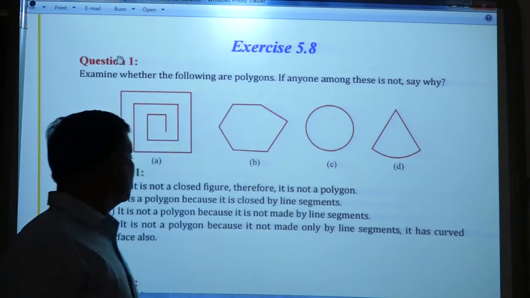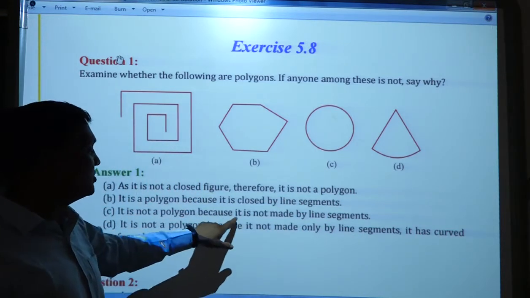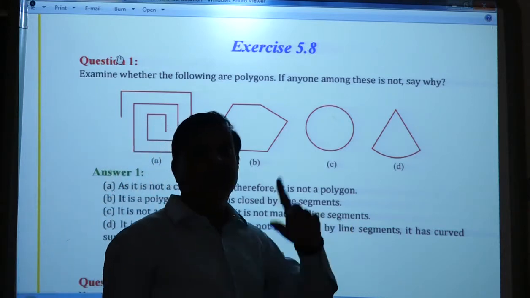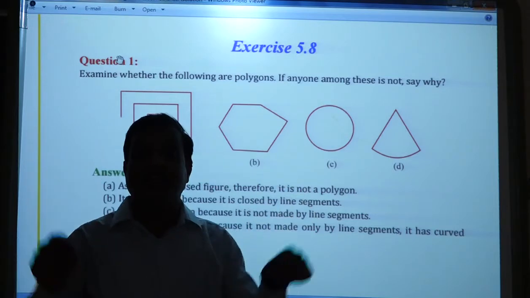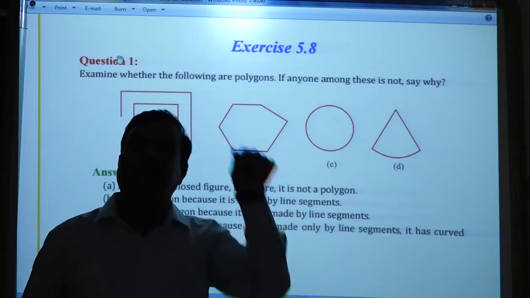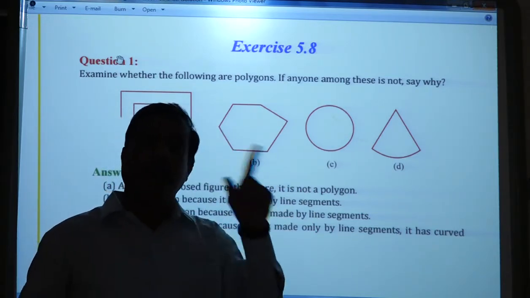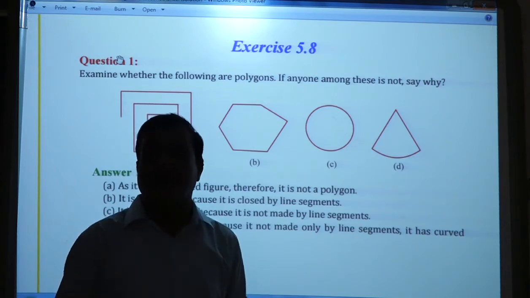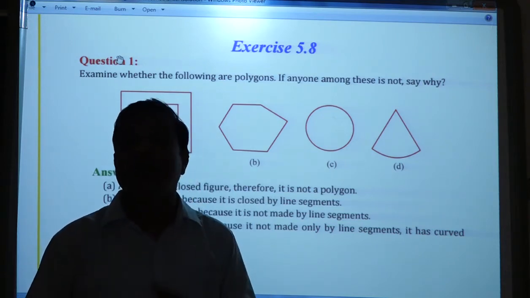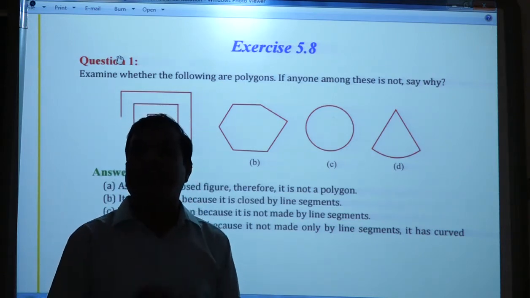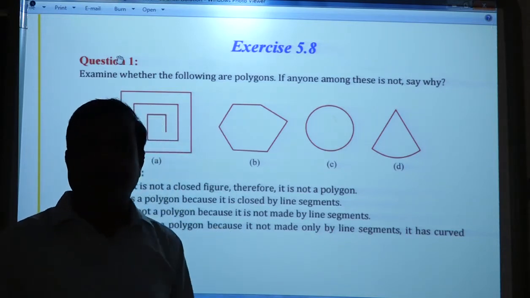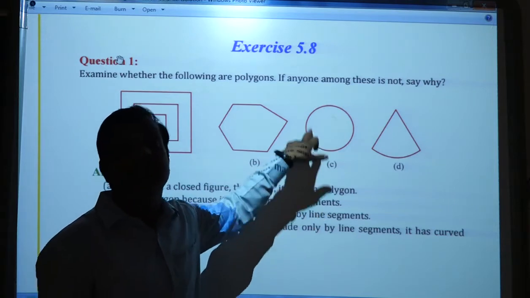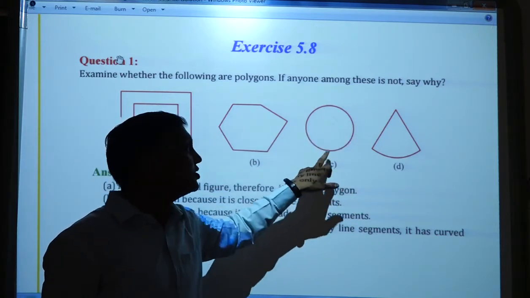Now next is a circle. It is not a polygon because it is not made up of line segments. When I explained the lesson, I told you a circle is not a polygon because it is made by a curved line. For a polygon we require a figure which is entirely made up of lines. The circle is made by a curve, so it is not a polygon.